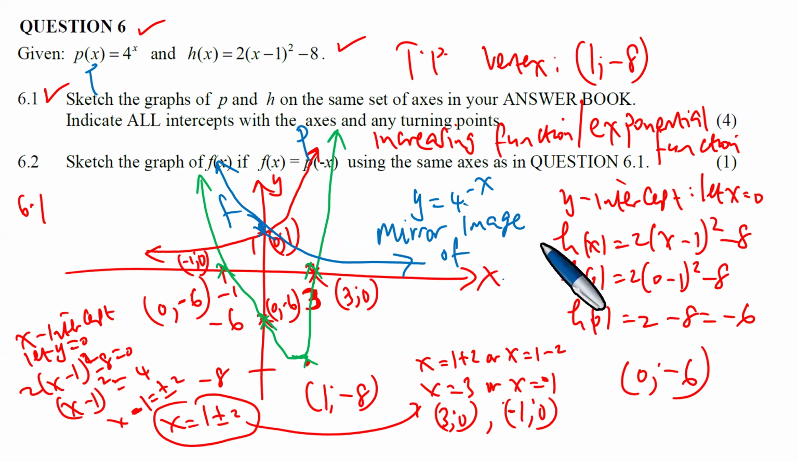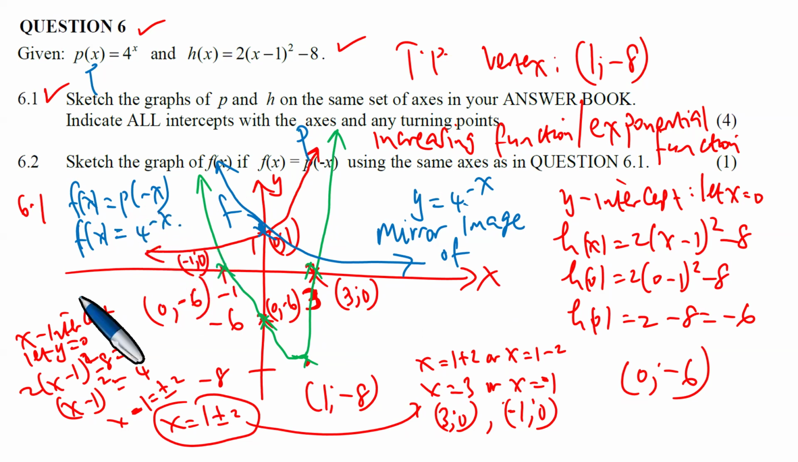Okay, sketch on the same set of axes. So this one is the graph of f, where f of x is p of minus x, but we've already seen that f of x equals 4 to the minus x. Okay, just note that, and we've graphed these on the same set of axes, and it is all good and well. Next point.